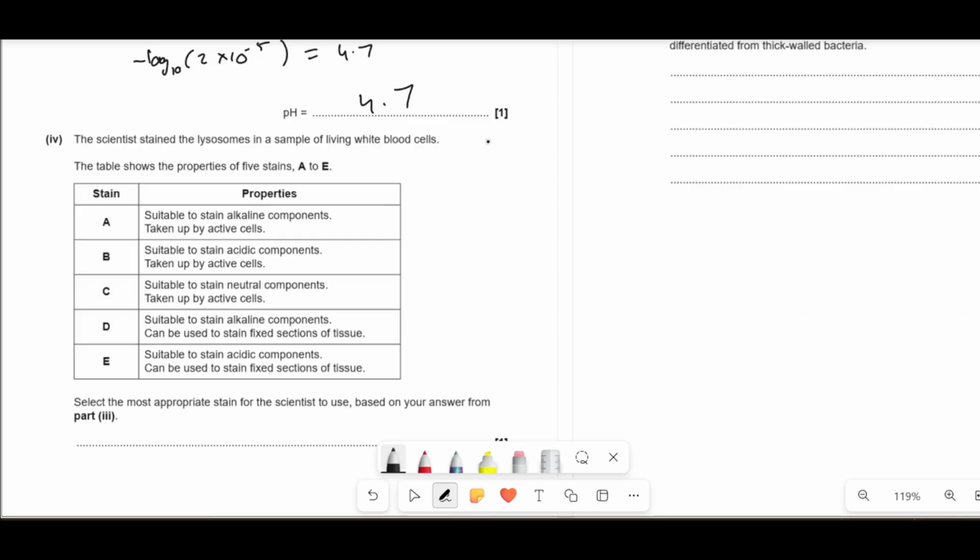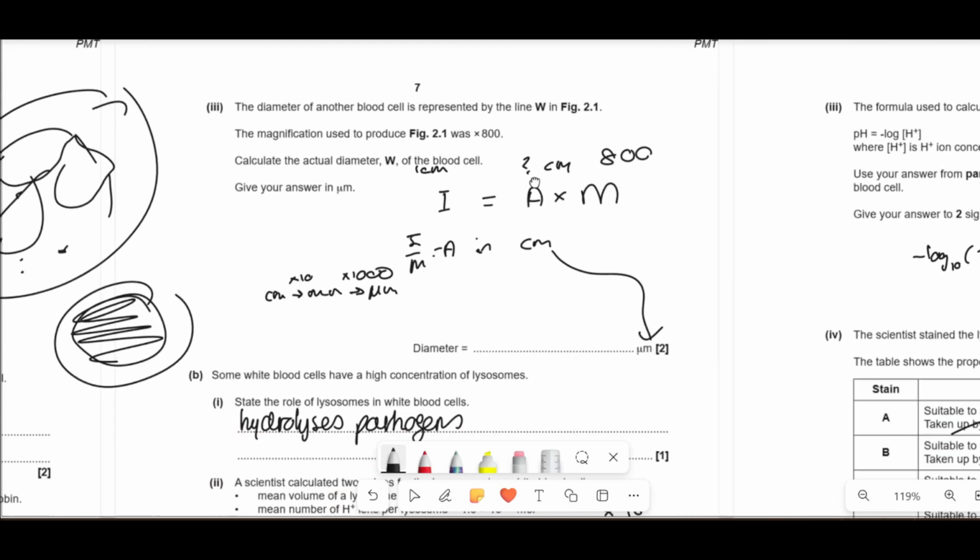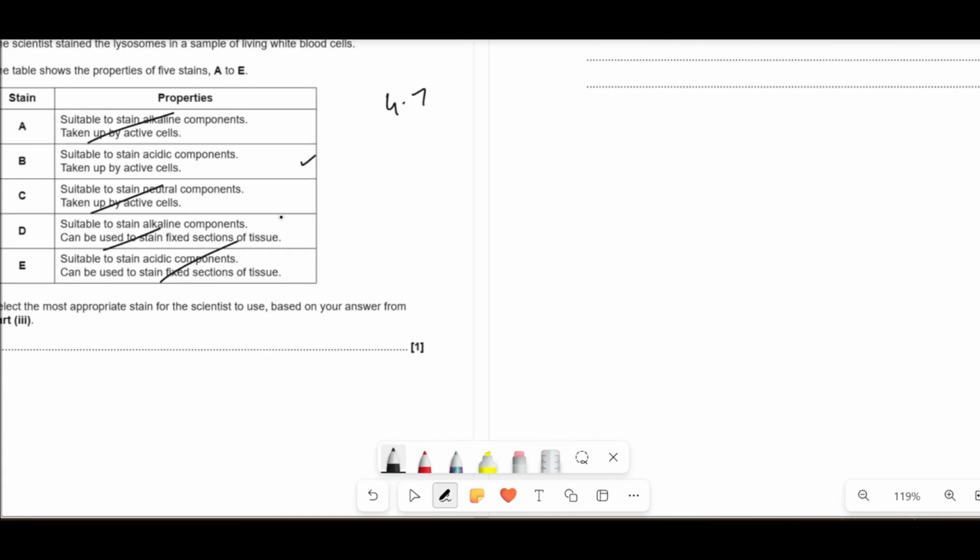So in part 3, we have said that its pH is 4.7. So is it suitable to stain alkaline components? Nah, because that's less than 7. Acidic, probably looking good. Neutral? Nah. Alkaline components? Nah. Acidic components can be used to stain fixed sections of tissue. Well, these are living cells, and we're not using a section of tissue because that'd be dead, and it'd also probably not be doing very much, and we're also using lysosomes in a sample of blood from somewhere. So it's probably not best to do that either because it's not fixed. It's a sample of blood that's been smeared across a slide.